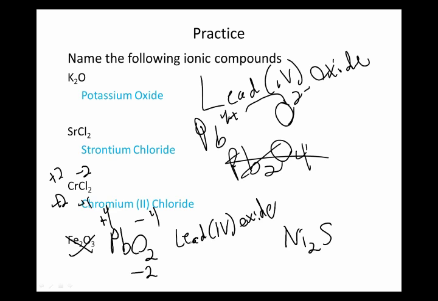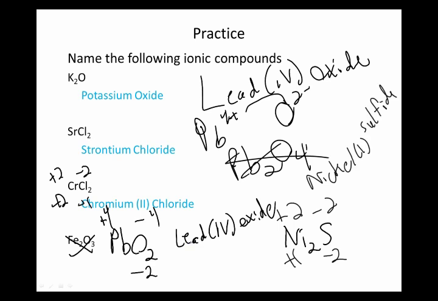The last one, sulfur is minus 2. There's only one of them, so minus 2. This must be plus 2. Each one is 1. This is nickel(II) sulfide. Okay. That is how you name ionic compounds. And I will come back to talk about polyatomic ions next time.